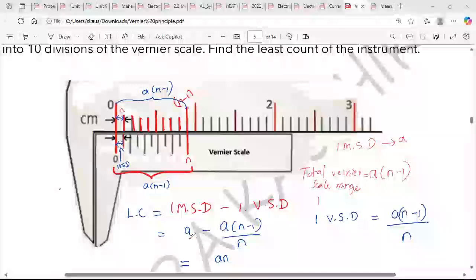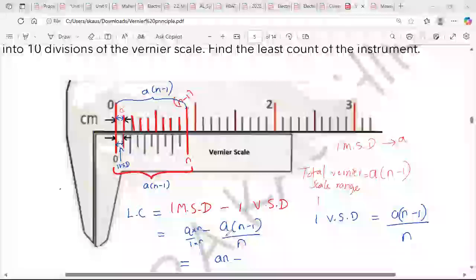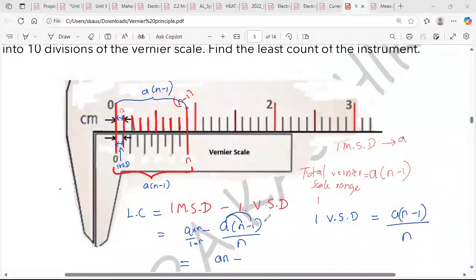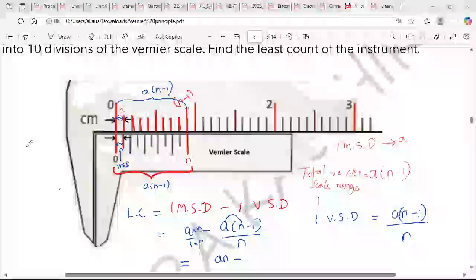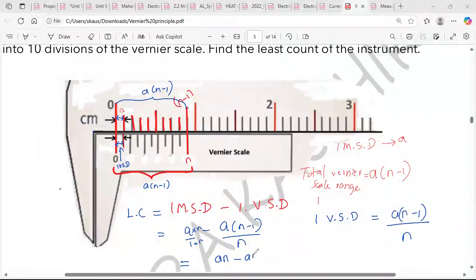So you get an, this will be multiplied by n, this multiplied by n. An minus open brackets, an minus a, over n. So you can see an and an minus n is 0, plus a over n is equal to the least count. So you can write least count is equal to a over n. Least count equals a over n.